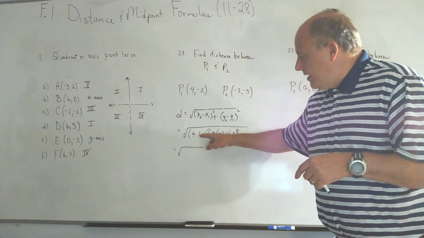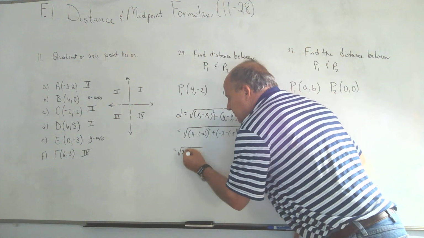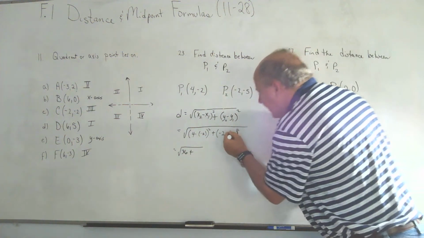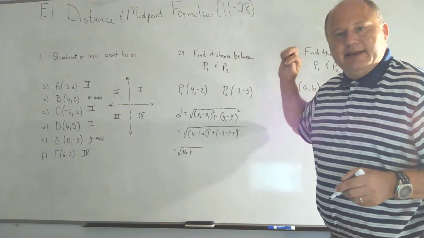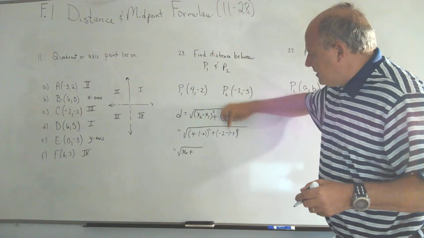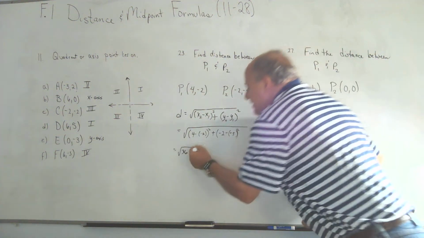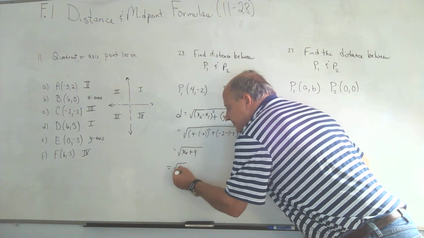So 4 take away negative 2 is 6, and 6 squared again is 36. Plus, and then negative 2 take away negative 5, that is a negative, all it was a dot. So negative 2 plus 5, 2 negatives make a positive, so negative 2 plus 5 is 3, and then 3 squared is 9. So that's going to be the square root of 45.